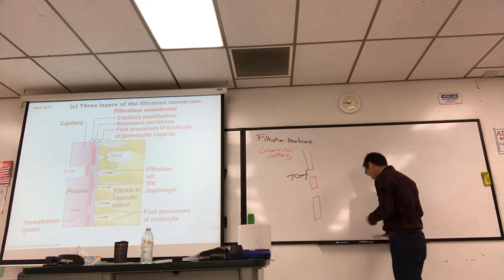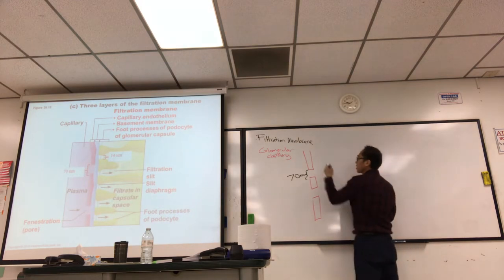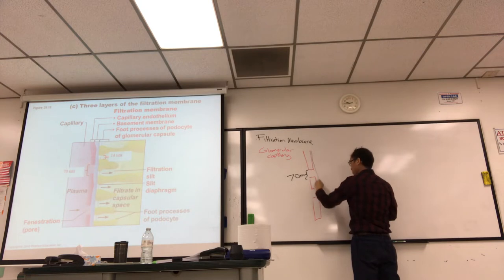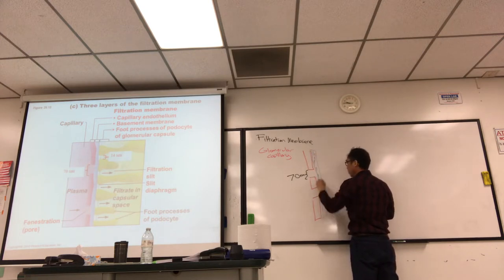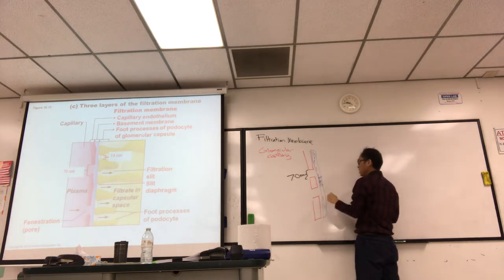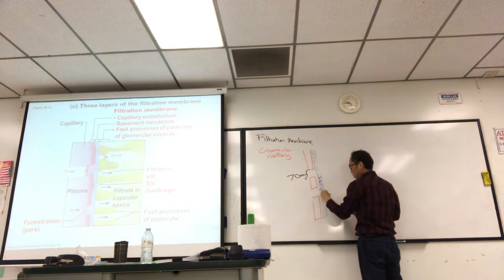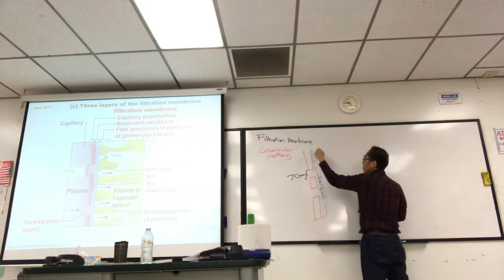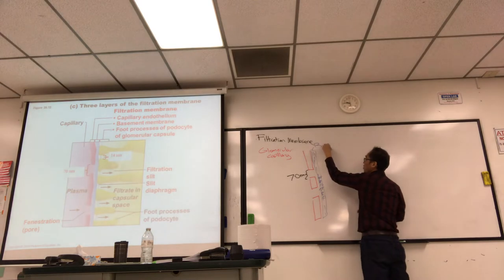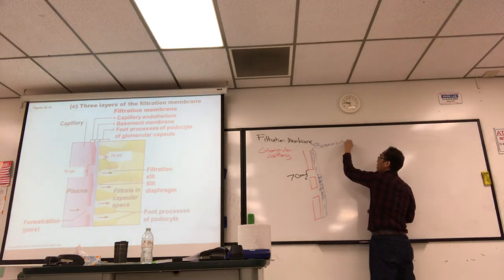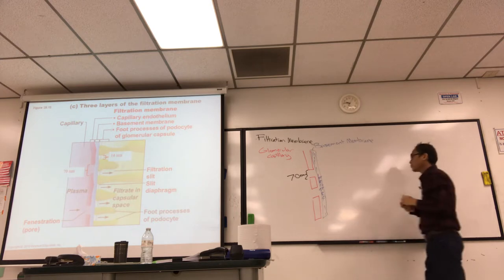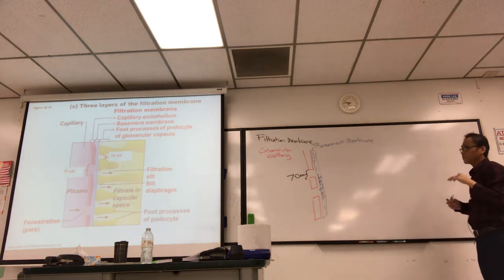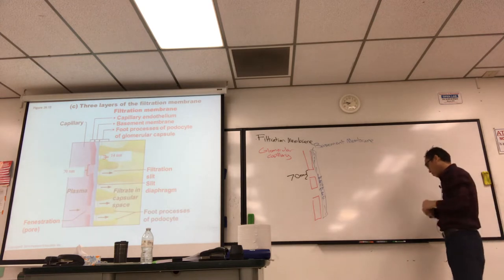Now there's a basement membrane, connective tissue, that's filled with proteins, P-R-O. And those proteins are usually negatively charged. It's a connective tissue, basement membrane. And on the other side of that are the foot processes of a podocyte cell.